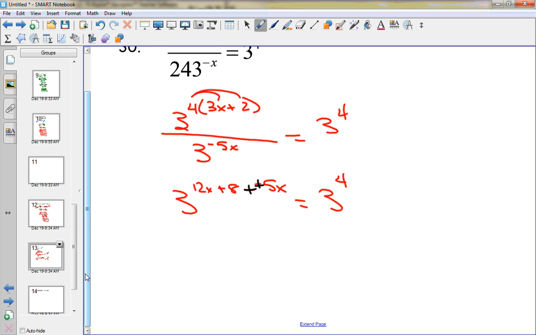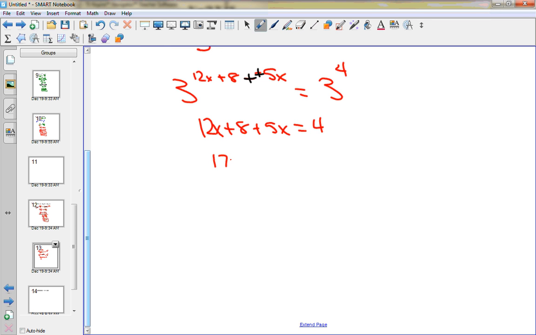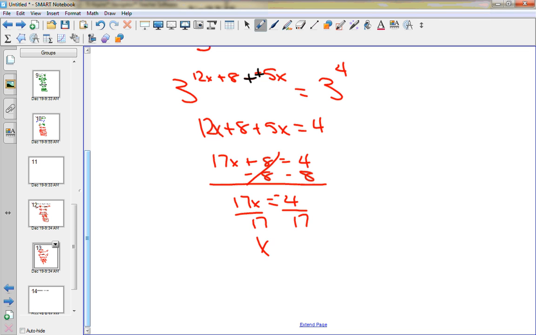And what can I do with these now? What happens to the 3's? They cancel out, so what can I do? Just set the exponents equal. So 12x plus 8 plus 5x is equal to 4. So this is going to give you 17x plus 8 is equal to 4. Subtract the 8. 17x is equal to negative 4. Divide by 17.